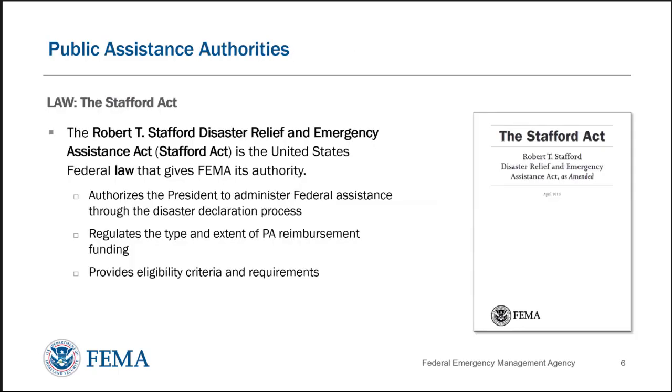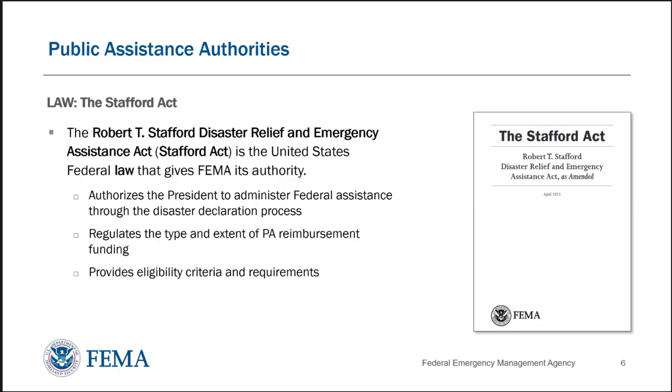The Stafford Act is the authority by which FEMA is able, through Public Assistance, to process those grants and allocate those funds. It originated in the Robert T. Stafford Disaster Relief and Emergency Assistance Act. It was developed to authorize the president to administer federal assistance through the disaster declaration process. The executive branch is legally authorized to declare disasters. It's able to regulate the type and extent of public assistance reimbursement, and it provides eligibility criteria and requirements, all in a transparent manner.